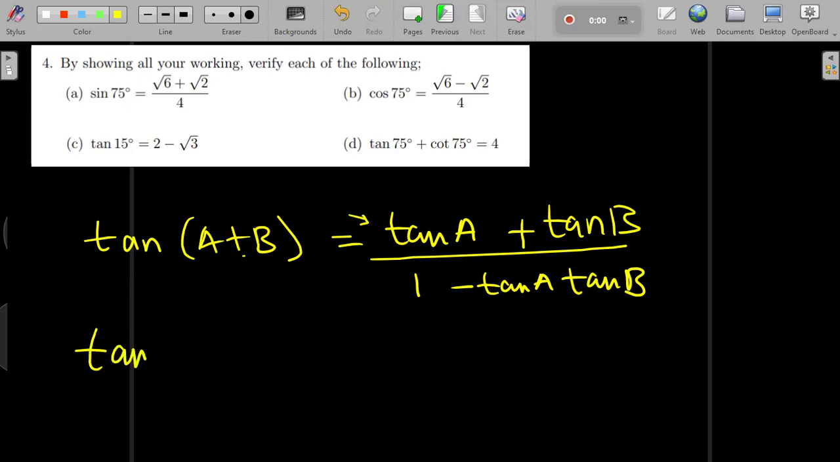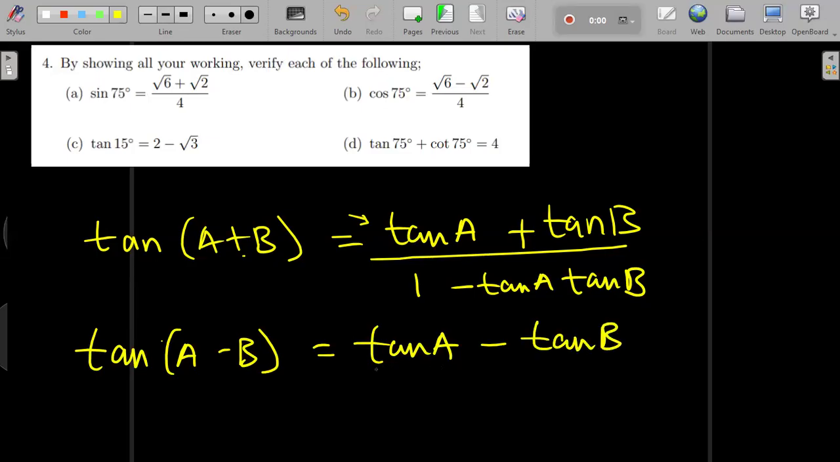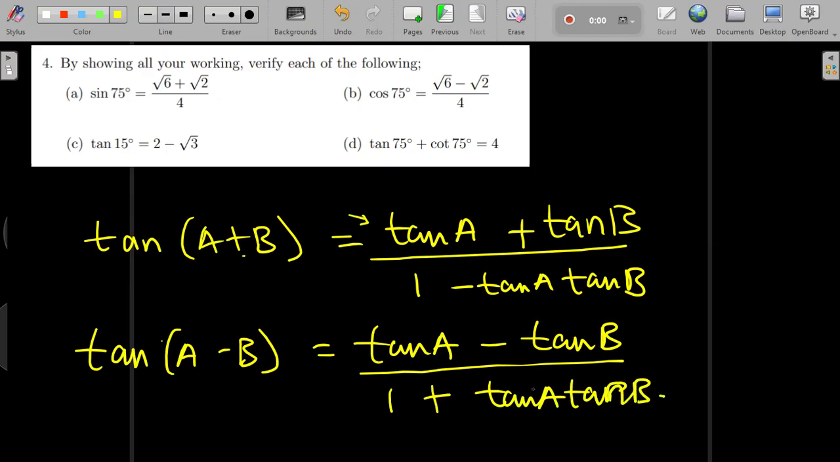So for example, I have tan A minus B, okay? This here will be the same as tan A, because we have a minus here, I'm going to say minus tan B, and then I'm going to divide all this by 1 plus tan A tan B. Okay, tan B like that. So notice the difference when we have different signs, right? Okay, so this is the double angle formula for the tan.